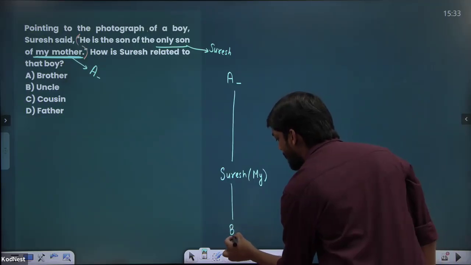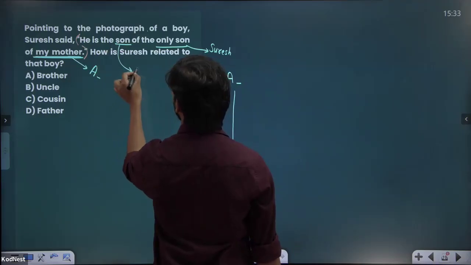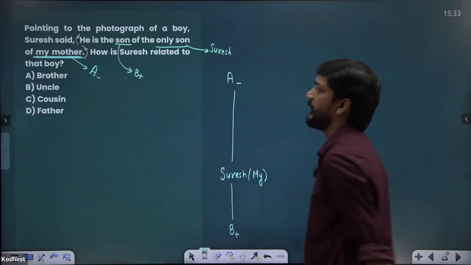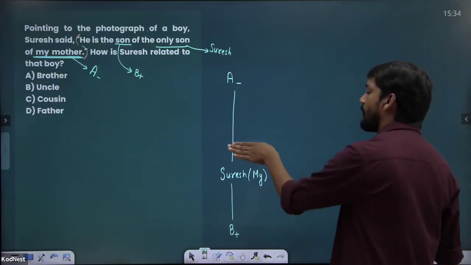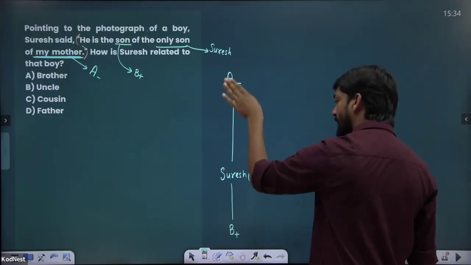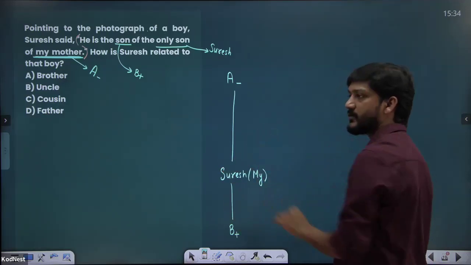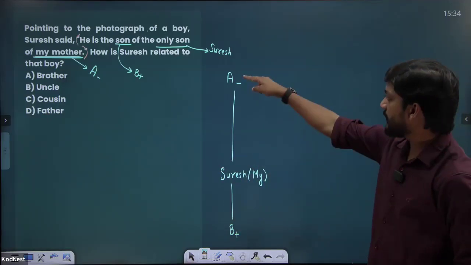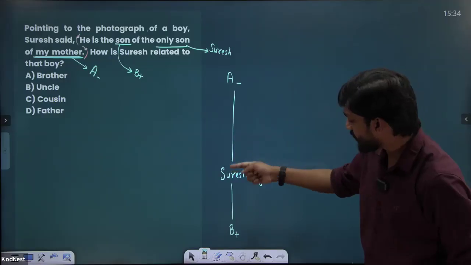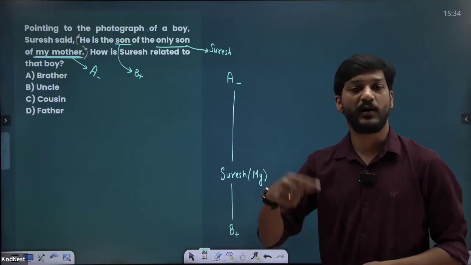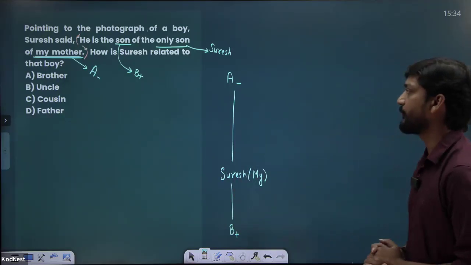Let's represent the son with B plus. So son we are representing with B plus. Okay, so carefully see please. My mother, only son, that is Suresh. Son of Suresh, that is B plus. So my mother's only son will be Suresh. Now son of Suresh will be B plus. So one by one, we have to go back and we have to draw the diagram.